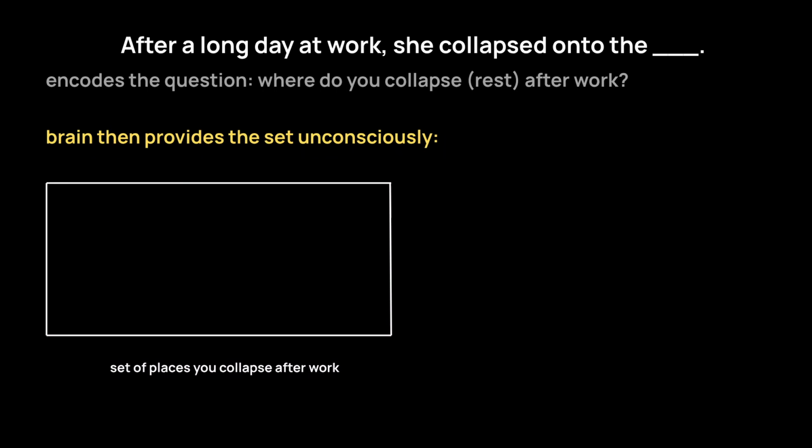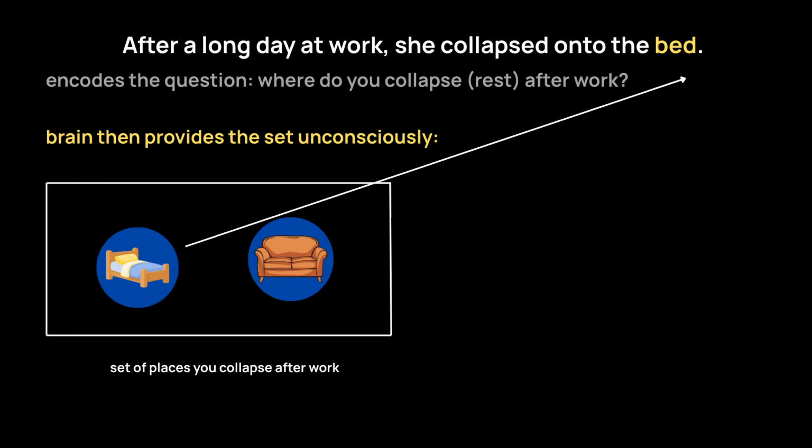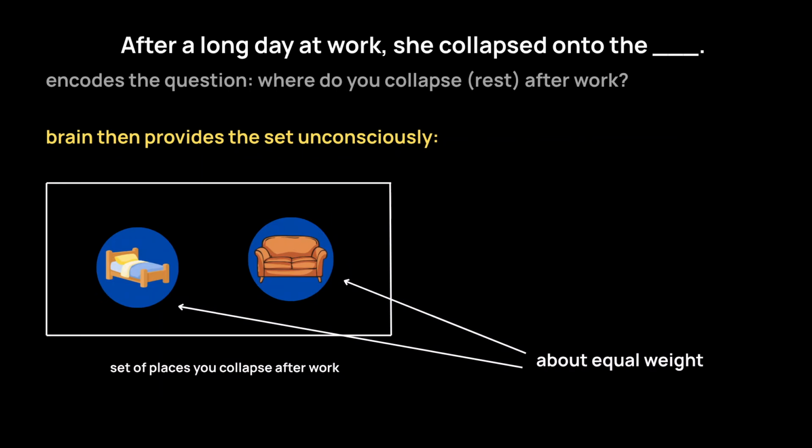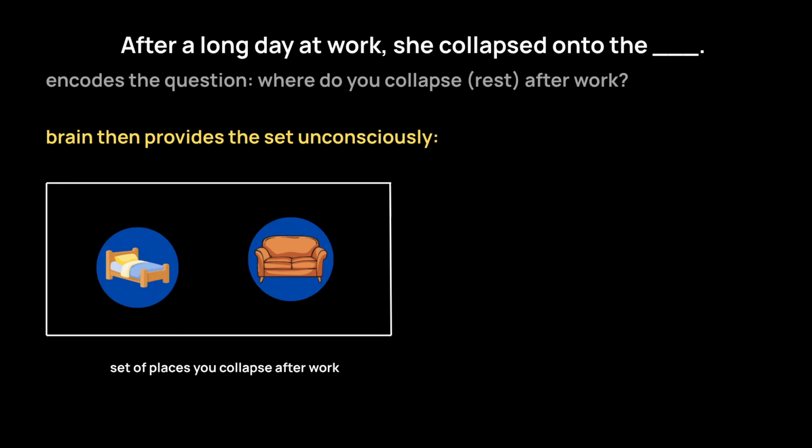Again, try not to understand the sentence as you listen. After a long day at work, she collapsed onto the... The context encodes a question, where do you collapse after work? And I would assume for about half the audience, bed got pulled, and for the other half, couch got pulled. And I think if you reread the sentence, you can probably feel your mind going either way. Our mind, again, provided us with the set of places you collapse after work unconsciously. This is very weird.